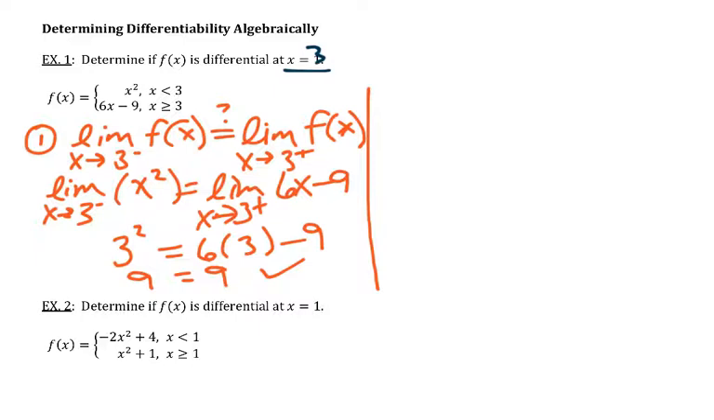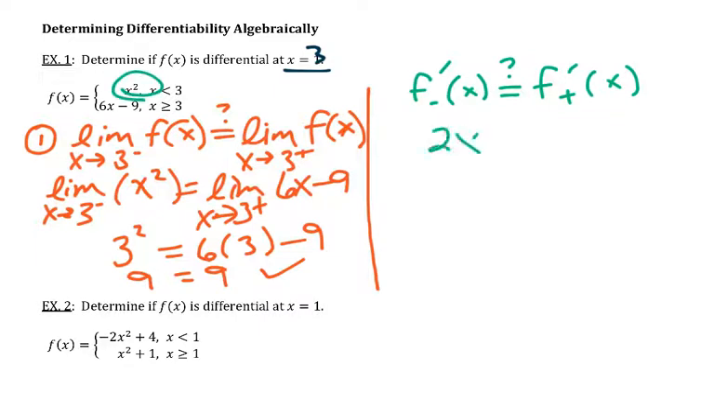Now let's test, is it differentiable? So the goal here is to see, is f prime from the left equal to f prime from the right? So is the derivative the same from the left as it is from the right? So let's take the left-hand piece, which is x squared. That's 2x. And let's take 6x minus 9 from the right. And that derivative is 6.